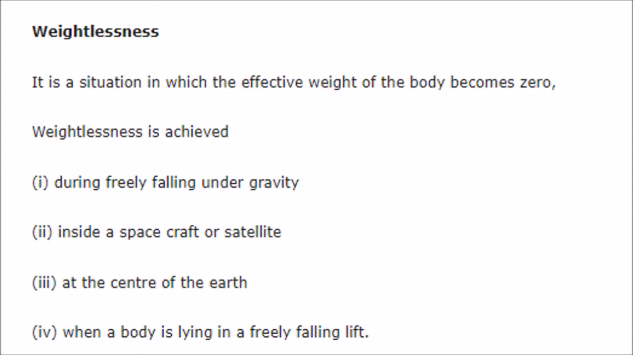Weightlessness. What is the weightlessness situation? You might have seen the astronauts, they are just floating around, so they are feeling no or less weight. So this is a situation in which the effective weight of a body becomes zero. How is this weightlessness achieved? When you are falling freely under gravity, you are inside a spacecraft or a satellite, if you happen to reach the center of the earth, and when a body is lying in a freely falling lift.